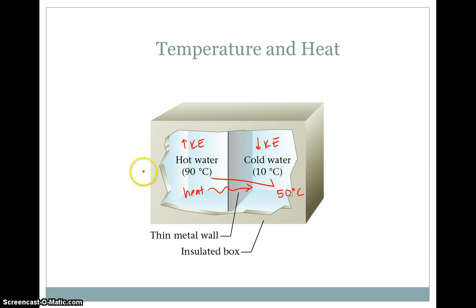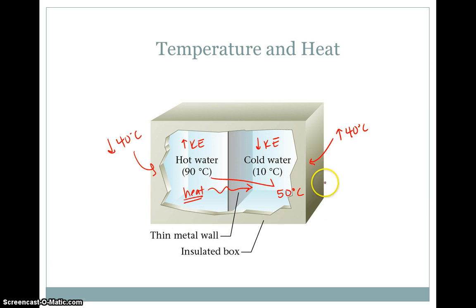So we were able to calculate that your hot water drops its temperature by 40 degrees Celsius, and that your cold water increases its temperature by 40 degrees Celsius. But we weren't really able to figure out how much heat is moving. How much heat is the hot water losing in order to drop its temperature 40 degrees? And how much heat is the water gaining to increase its temperature 40 degrees? That's what we're going to learn to do today.